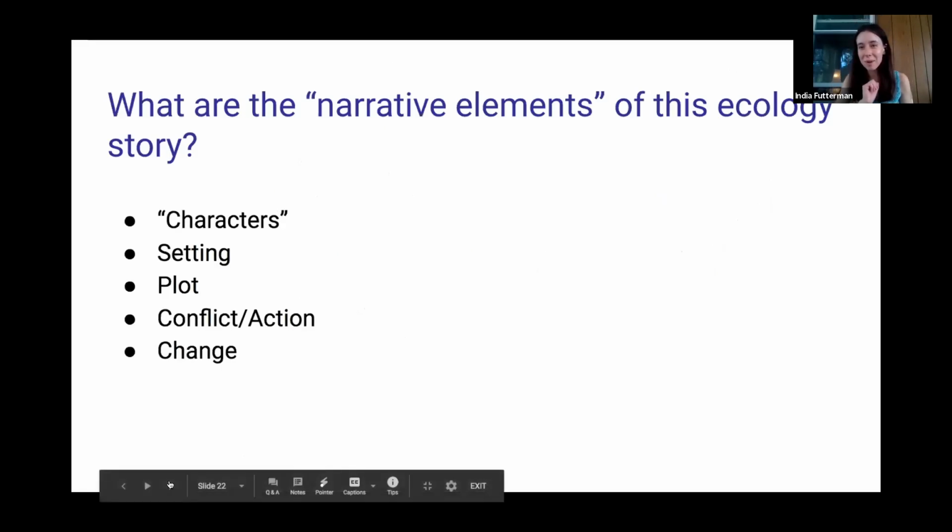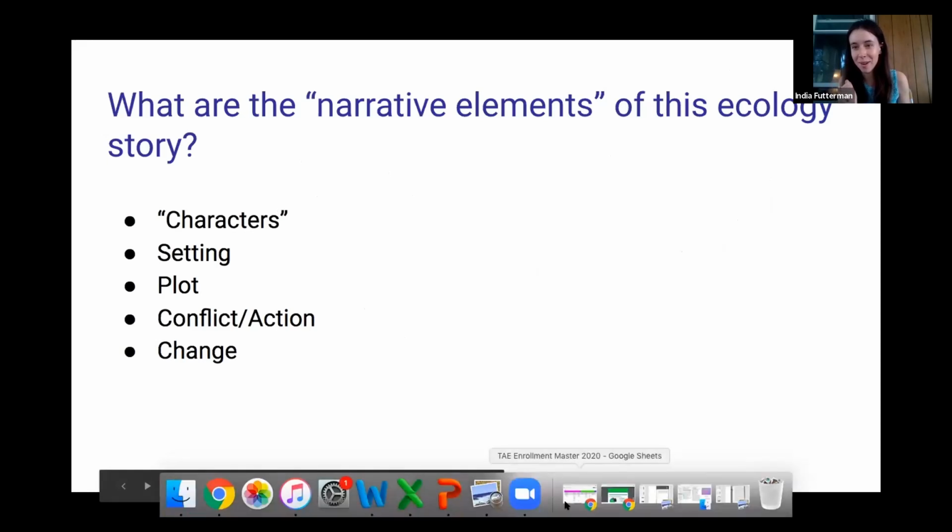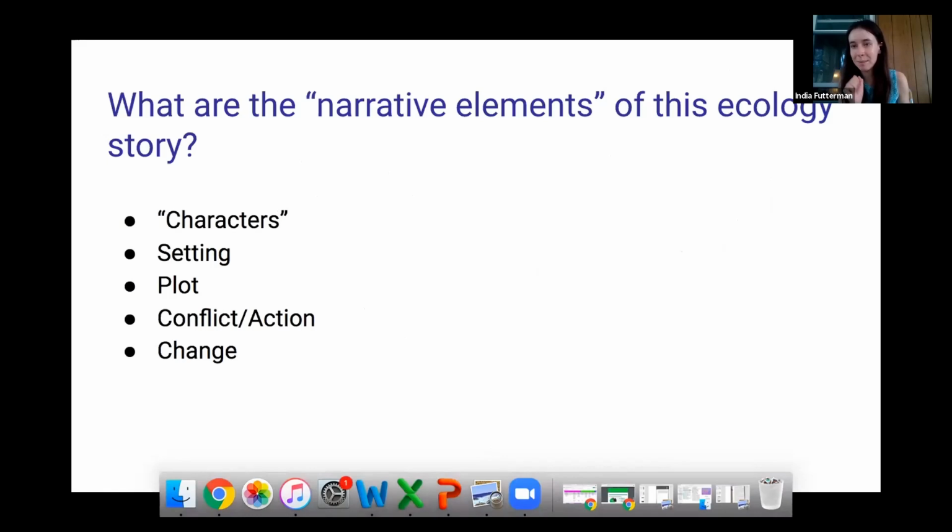So here's where I want to have your opinion and your thoughts on this as librarians, as ELA teachers. If we were to tell the science story of the zebra mussel, how would we frame it as a narrative? Who are the characters in the story? What's the setting? What is the plot? What are the conflicts and what is the action that happens between our characters? And what changes by the end of our story? Although I gotta say, this story looks pretty unending because it's so cyclical.